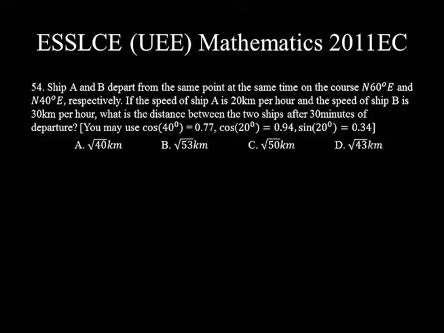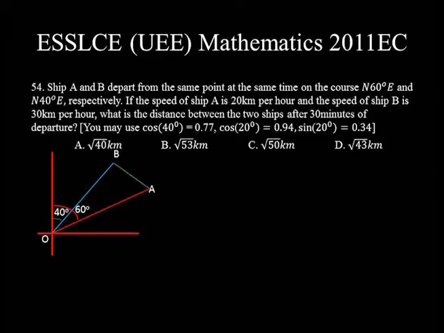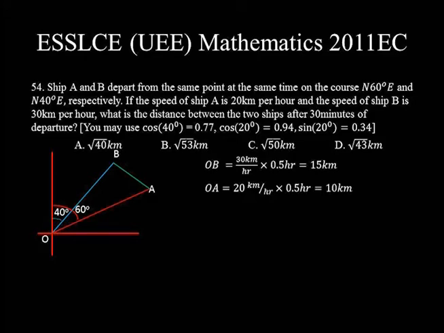Let's draw a rough sketch of their position after 30 minutes of their departure. Let's consider this is the XY plane. Starting from the origin, B is roughly around here, that's north 40 degrees east, and ship A is around here, north 60 degrees east. Now we are asked the distance from B to A. Distance traveled by ship B, that's OB, is equal to the speed of ship B, that's 30 km per hour, times the time needed to cover this distance, that's 30 minutes or 0.5 hour, which is equal to 15 km. Distance traveled by ship A, that's OA, is equal to the speed of ship A, that's 20 km per hour, times 0.5 hour, which is equal to 10 km.